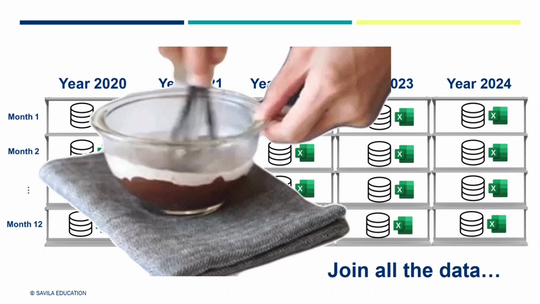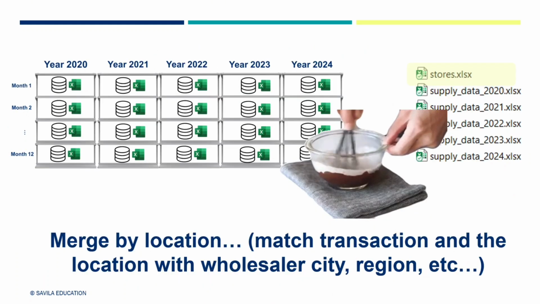So we just join all of this data, and then we have to combine this joint data with the store location. That means that for each one of the transactions, we're going to find a match on which the wholesaler of that transaction is matched with the wholesaler information in the store file, and we want to match and assign the city, the region, and the coordinates for each one of those transactions.